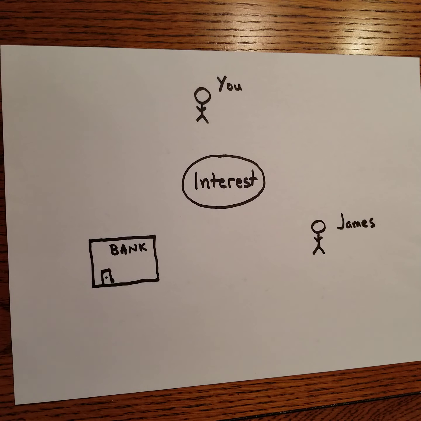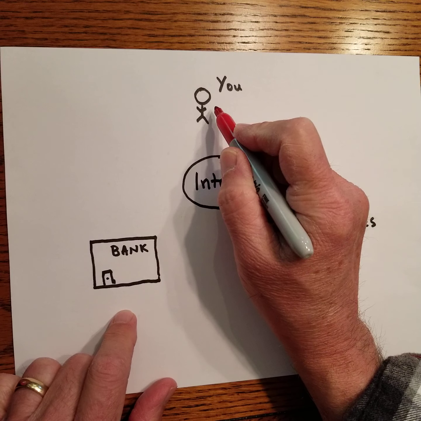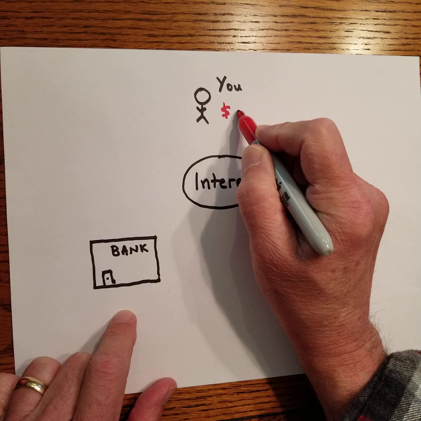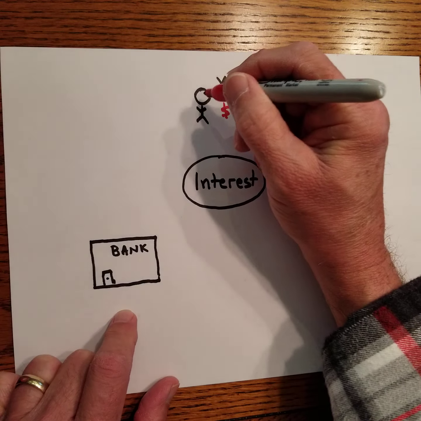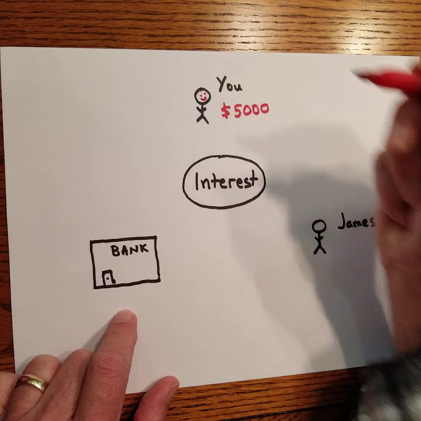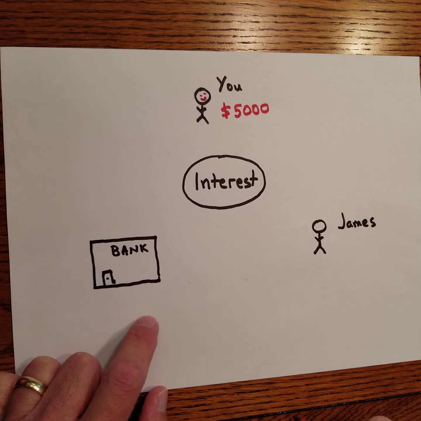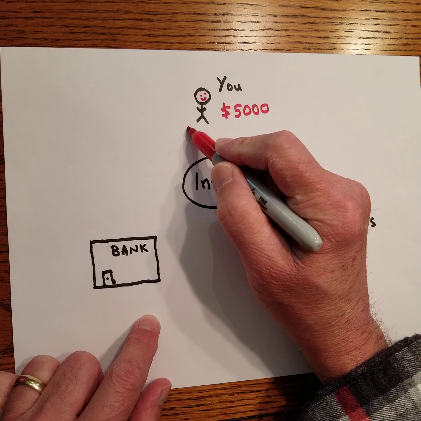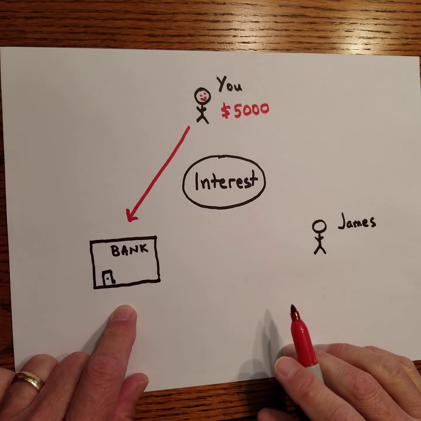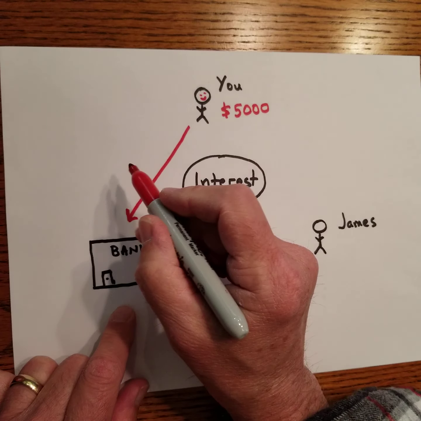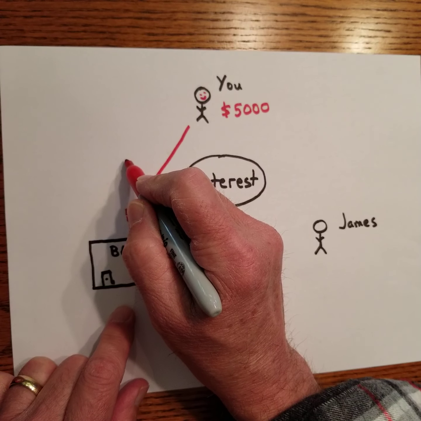This video is all about banking and interest. How does interest work? Think about it this way. Here's you. You just got a bonus at your job of $5,000. Look how happy you are. What do you do with the $5,000? Well, you decide to put it in the bank. The bank says, well, thank you. Since you're giving us your money to hold, we'll pay you 2% interest.